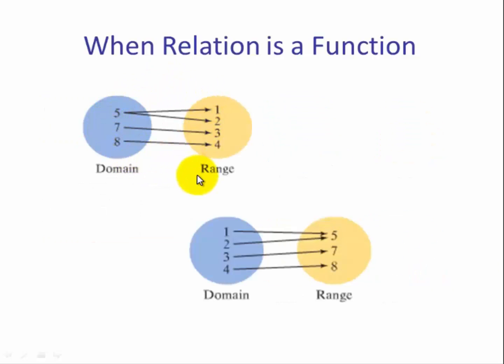Is this a function? The answer is no. We have an input 5 going to two different outputs, a 1 and a 2. Is this relation a function? The answer is yes. Every x has one and only one y. It is okay for different x's, different inputs, to go to the same output.